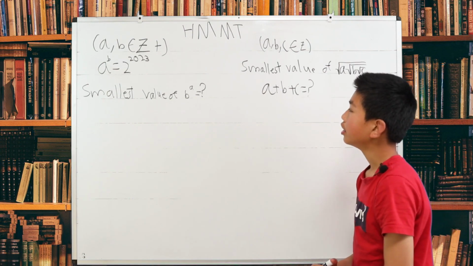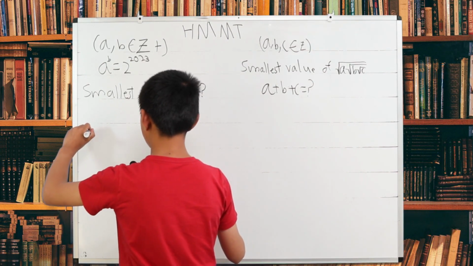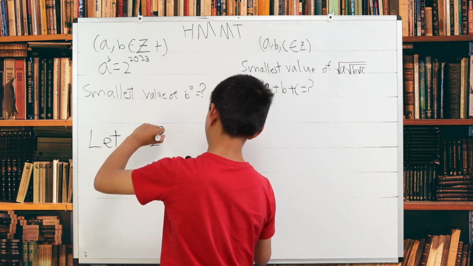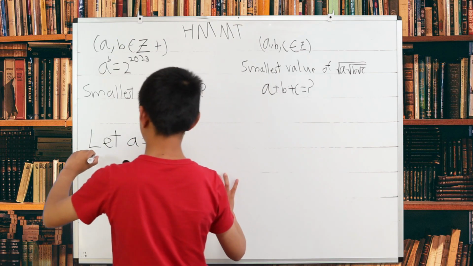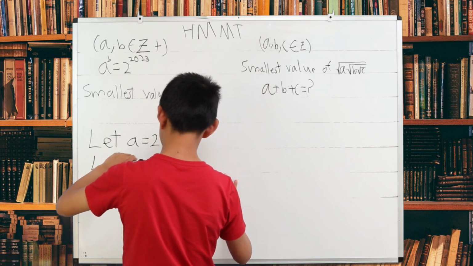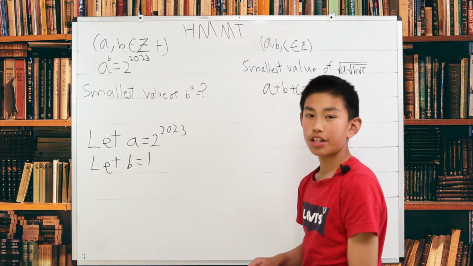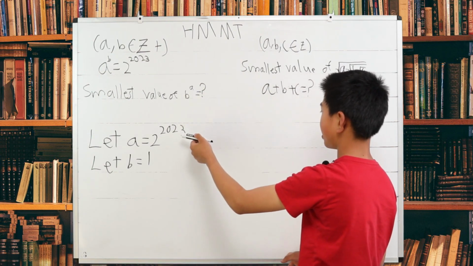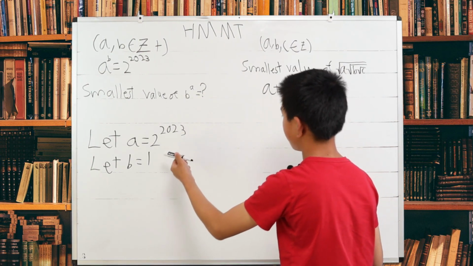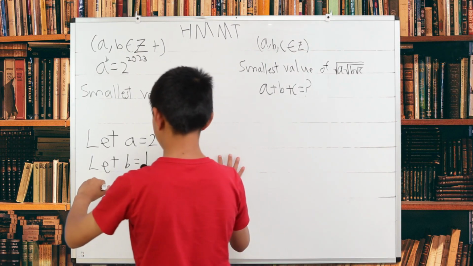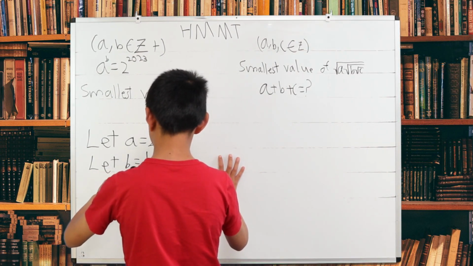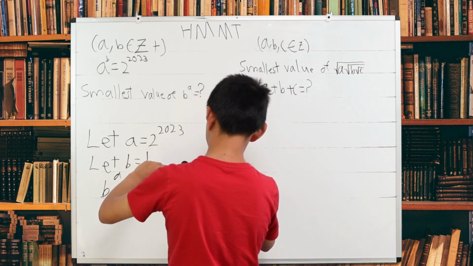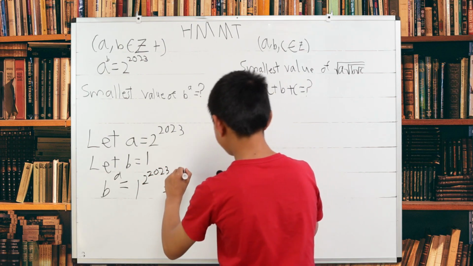How do we do that? It's actually quite simple. So we let a be equal to 2 to the power of 2023. So now we can let b be equal to 1. See, this doesn't change the value at all, because 2 to the power of 2023 to the power of 1 is 2 to the power of 2023. So the smallest value of b to the power of a is equal to 1 to the power of 2 to the power of 2023, or equal to just 1.